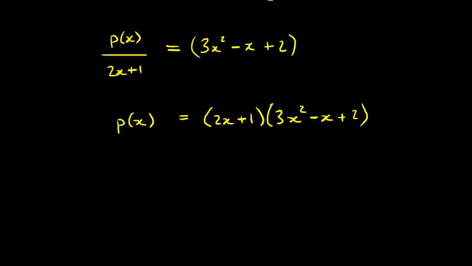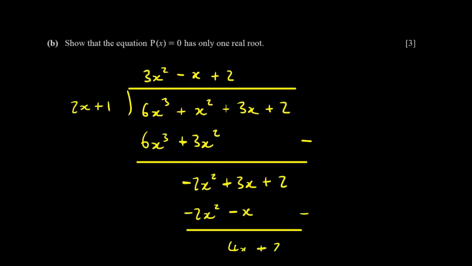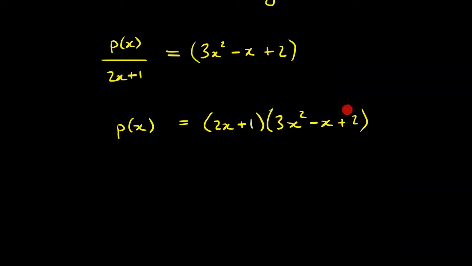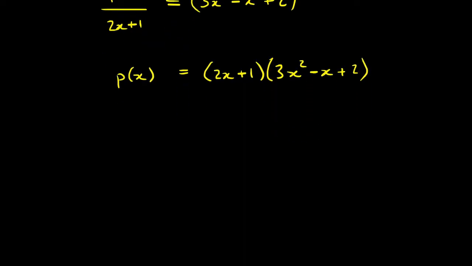Now, what was the question? The question was to show that we only have one real root. Well, if that's going to be the case, then this quadratic factor can't factorize anymore, won't be able to give us any real roots. When will a quadratic not have any real roots? When the discriminant, b squared minus 4ac, is negative, right? It's got to be less than 0, okay? So if that's the case, if b squared minus 4ac is less than 0, then there are no real roots.